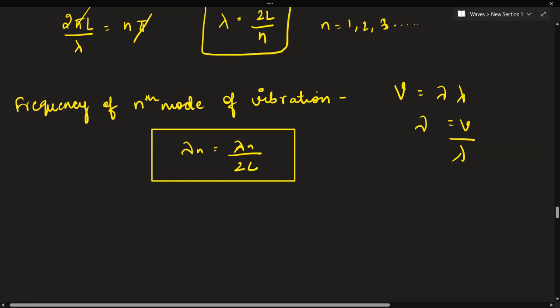For the first one, it will be at n equals 1. Frequency of the first one will be what? Lambda 1 divided by 2L. And what is lambda 1? Lambda 1 is 2L. So frequency 1 will be 2L divided by this 2L, that is 1. Then for the second one, you can put n equals 2 and substitute in this.